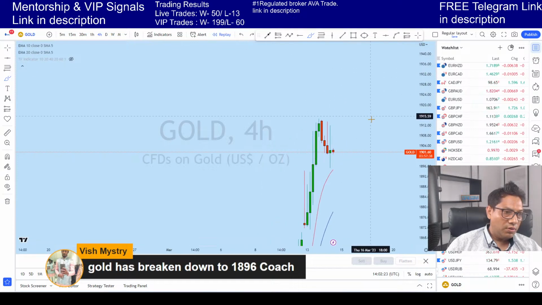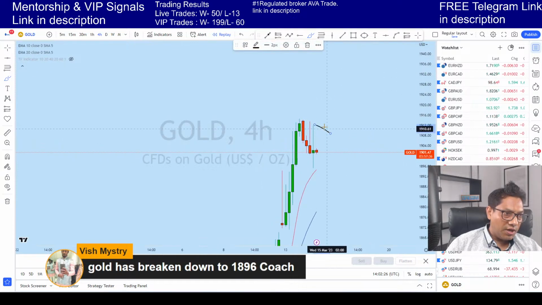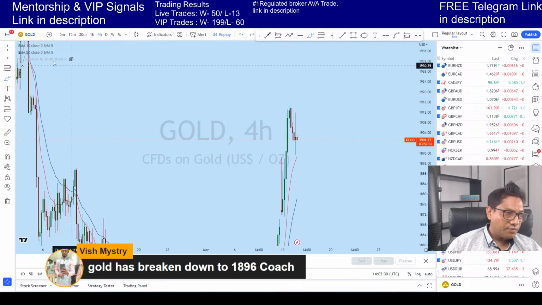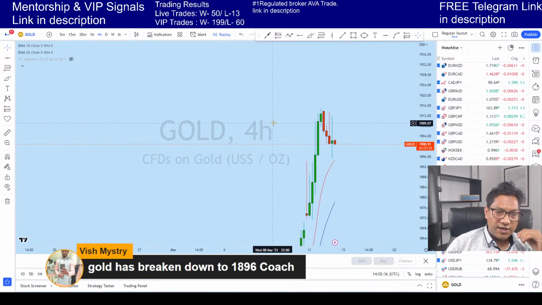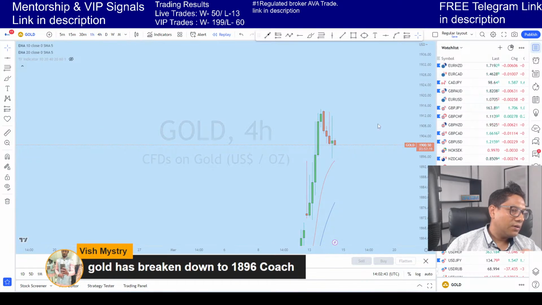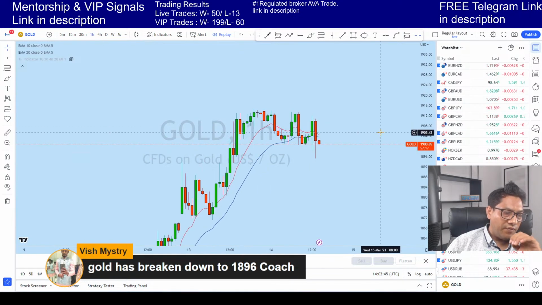Okay, now it failed to create a new higher high. That means it failed to break the daily high, and instead it created a lower low. Okay, that's why you see that candle close is so important. The market sentiment changes every moment. Every moment the market sentiment changes.